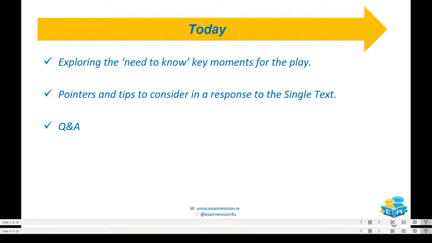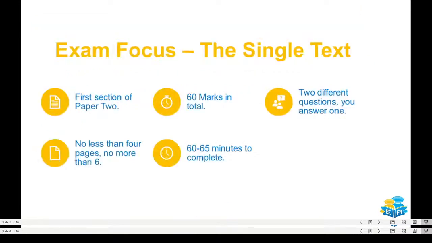Okay, so without further ado, to begin with, the exam focus. I'm sure you all know this, but just to remind ourselves, the single text, your Shakespeare essay, is the first section on Paper 2. There are 60 marks going for it in total.